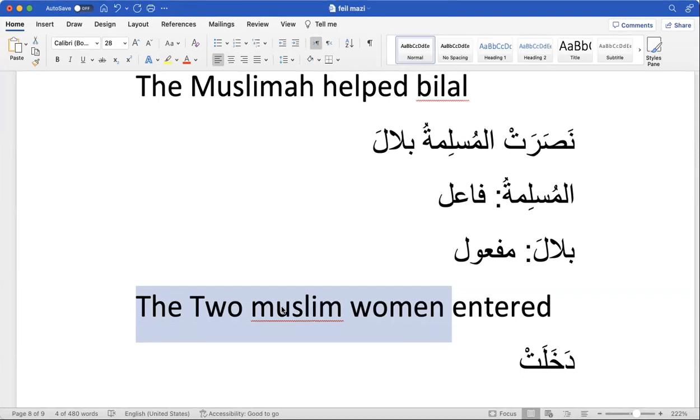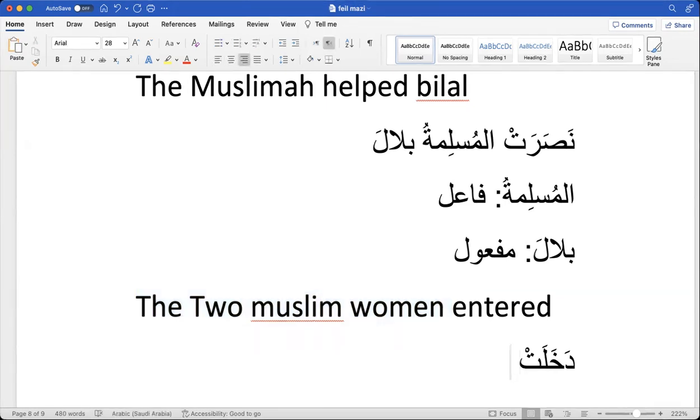Okay. I am using the two Muslim women, I am actually mentioning the name here. If I would have used like this, the two women entered, then you could have used dakhalata. But I am using an outside doer here. The two Muslim women is not part of the fa'il entered. Correct? So I will use the fa'il version here because the fa'il is feminine, the version of fa'il mazi, right? So I will use dakhalat.